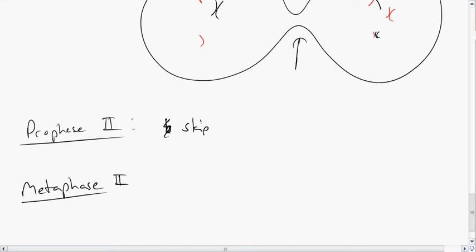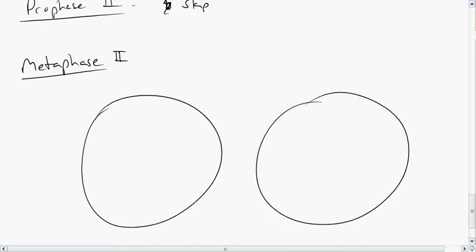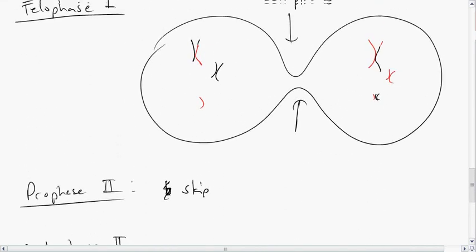And so we're happening in two cells now. So here's our first cell and our second cell. And we can draw our spindles. I can do mine in gray. You would have centrioles at the end of these cells if it was animal cells. I'm going to draw them just to keep it simple.